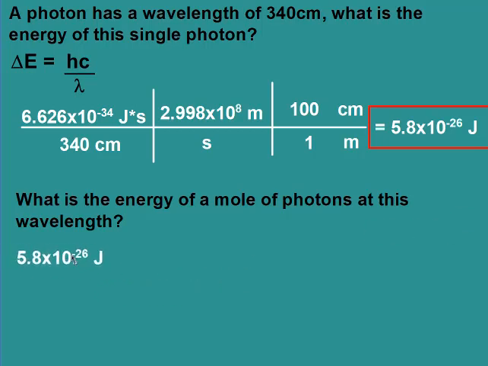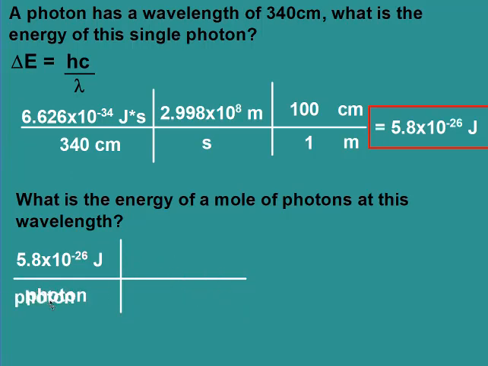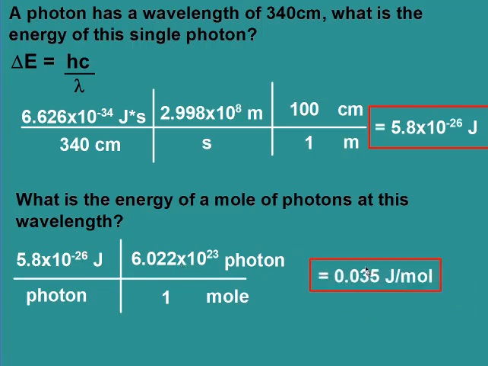So in this problem, we should have started with our previous answer. Remember though that we need to put photon on the bottom because we need to get rid of that photon. And putting that unit there helps us determine where the photon and where the mole goes. Since photon's on bottom, photon has to go on top. Also, I'm looking at how much energy per mole, so I know moles is going to go on bottom. 1 mole is equal to Avogadro's number. So we get 0.035 joules per mole.